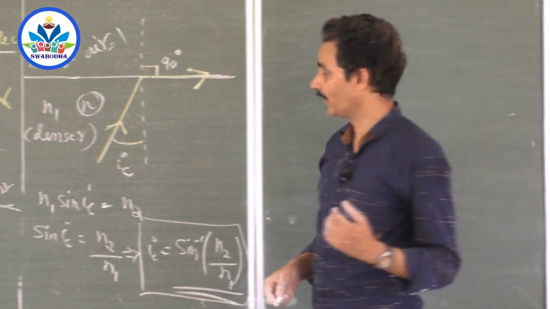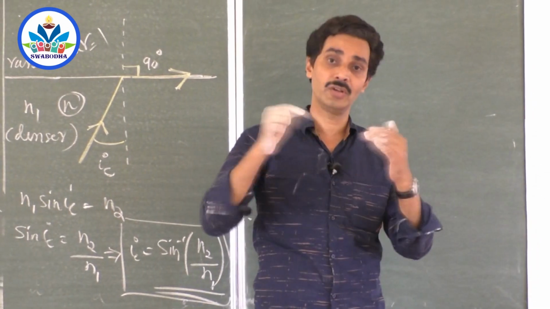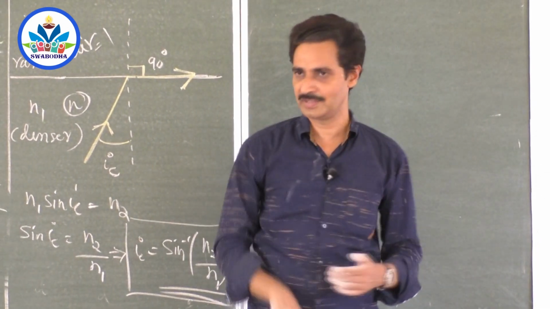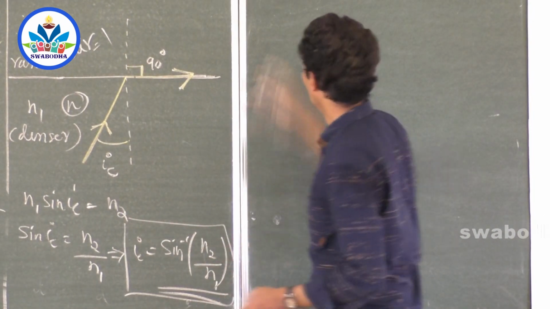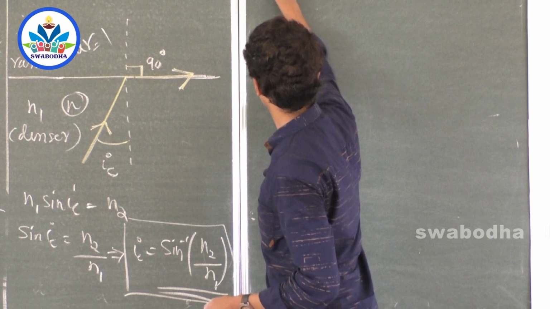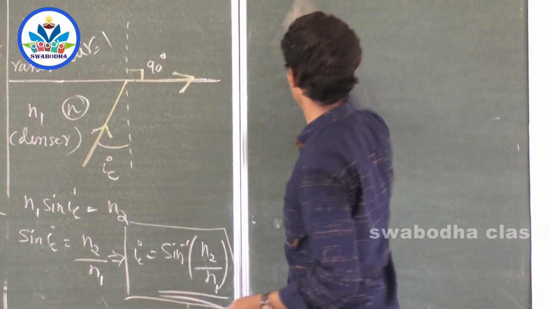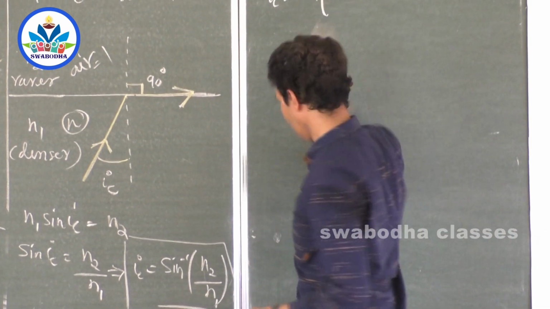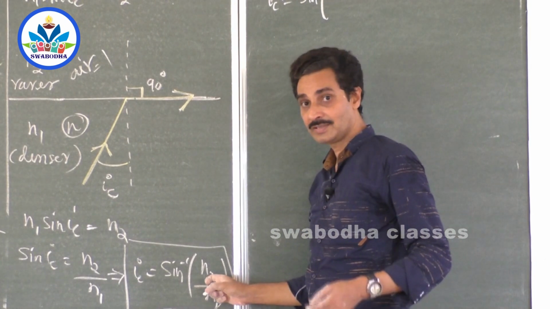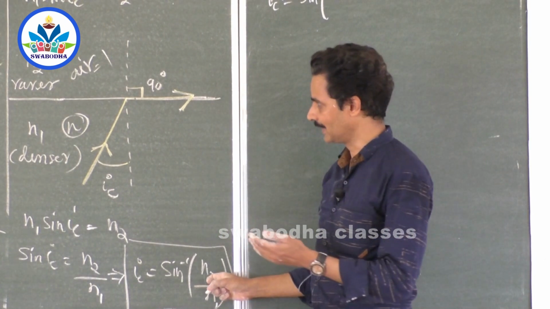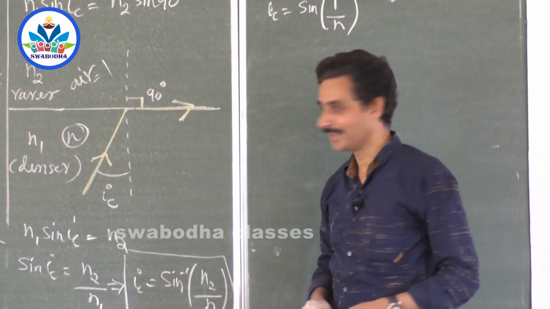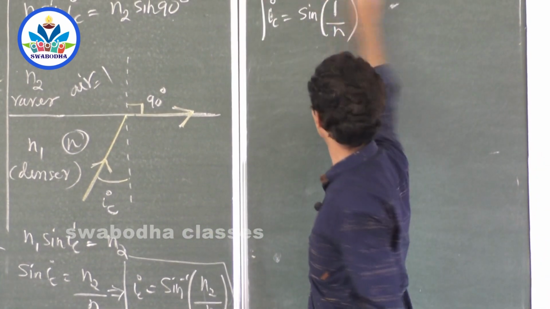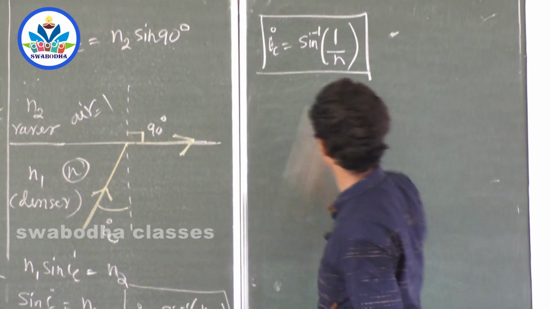Because the refractive index of air can be calculated as the ratio of the velocity of light in air to the velocity of light in the medium, that is C by C, 1. This is the minimum refractive index. So the critical angle can also be obtained by sine inverse of n2, the refractive index of the rarer medium, that is air, divided by the refractive index of the denser medium, n. So i_c is equal to sine inverse of 1 by n.